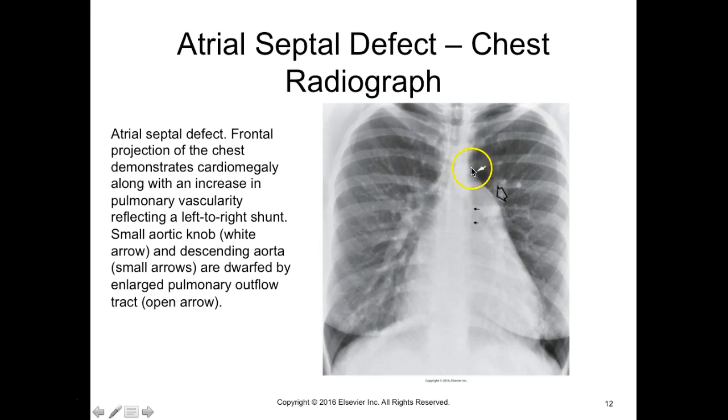So this is your aortic knob right there, and a descending aorta, so the smaller knob, arrows here are dwarfed by a large pulmonary outflow tract. So this is your pulmonary outflow. So it is really big. Your hilum should not be that big.